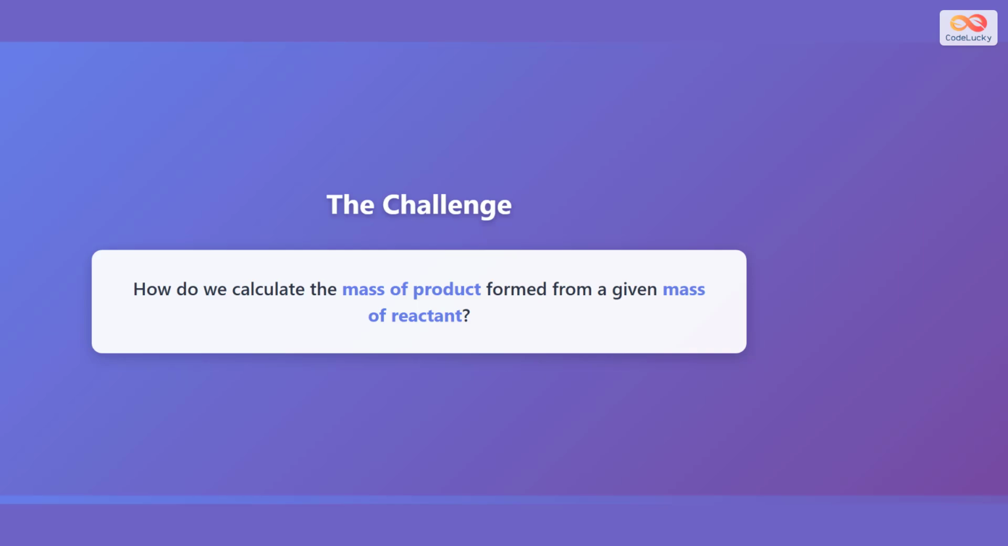The central challenge we face in stoichiometry is this: how do we calculate the mass of product formed from a given mass of reactant? We can't directly convert grams of one substance to grams of another. Chemical equations give us mole ratios, not mass ratios. This means we need an indirect path to solve these problems, which brings us to our conversion strategy.